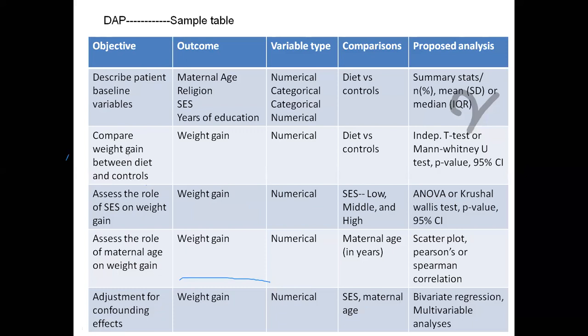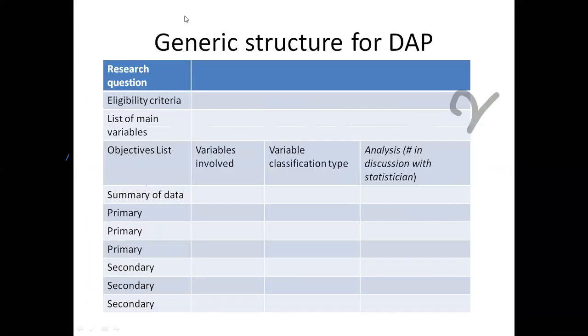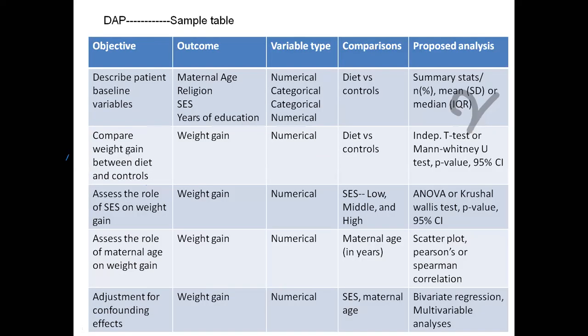So I'm going along with the example that I told you about in terms of the diet program and the weight gain. Let's say I have the preliminary things like research question, eligibility, and main variable list filled up. Now I move on to the main part where I list out the objectives, and I say my first objective is to describe baseline variables, and these are the variables that I'm interested in, like maternal age, religion, socioeconomic status, and years of education. I would like to describe those baseline variables. So then I list out, okay, maternal age is a numerical variable.